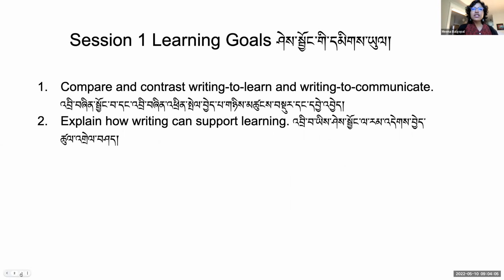So specifically today, we will talk about two types of writing activities that you as teachers can help your students with. One is called writing to learn, and the other is called writing to communicate. The other thing we'd like you to do is to be able to explain how writing can support learning.